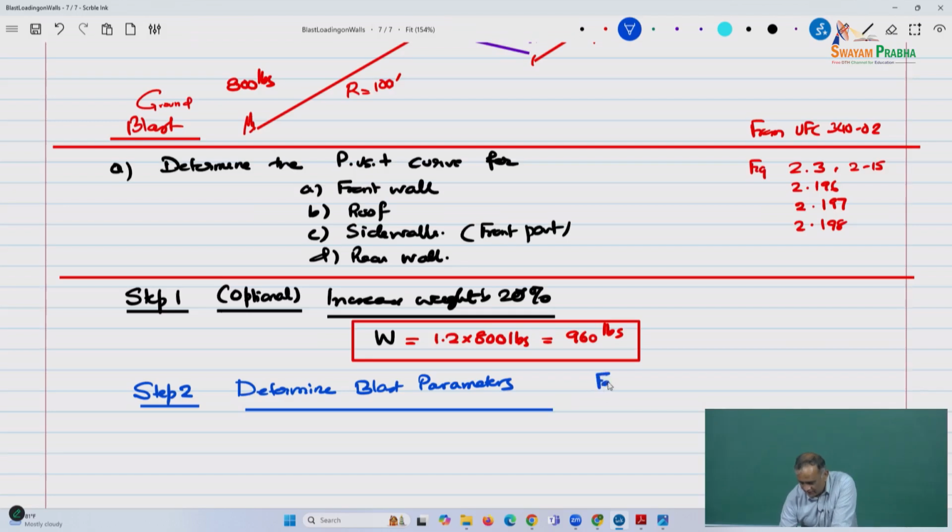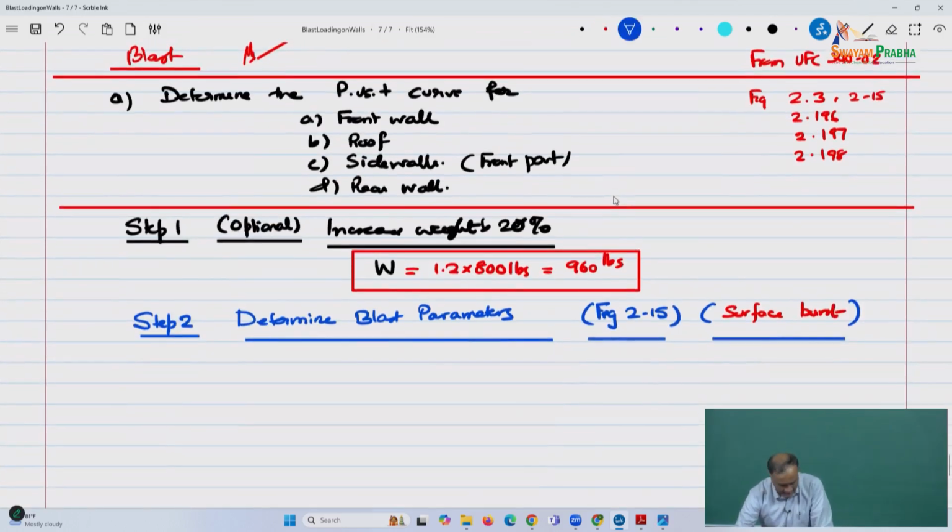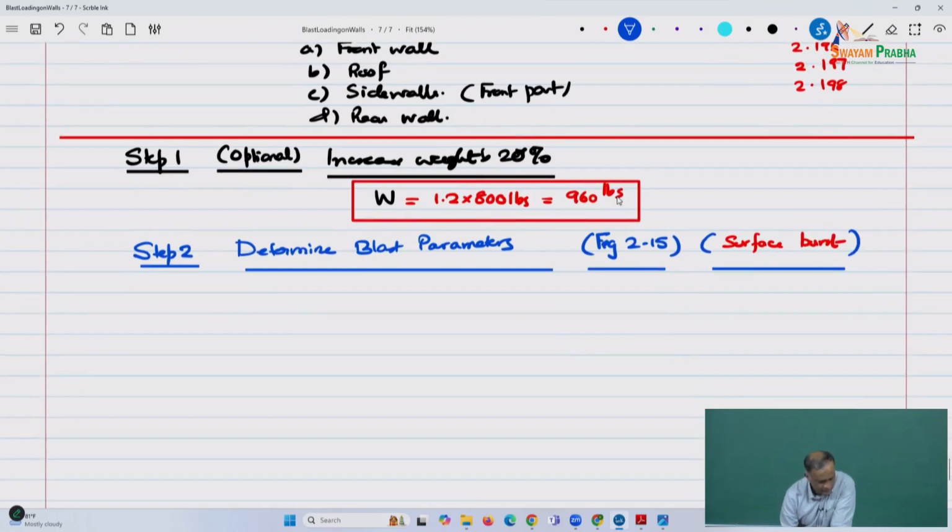So this is figure 2-50. Again, this is ground. It's not ground shock. I should say that a better term is surface air burst versus surface burst. Start with Z, which is your R divided by the cube root of W.